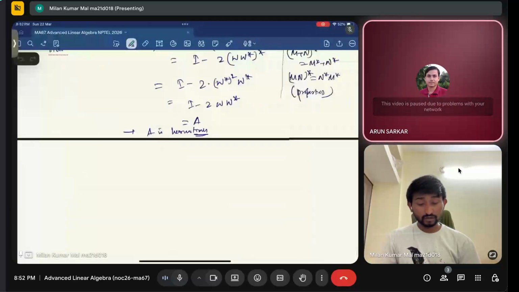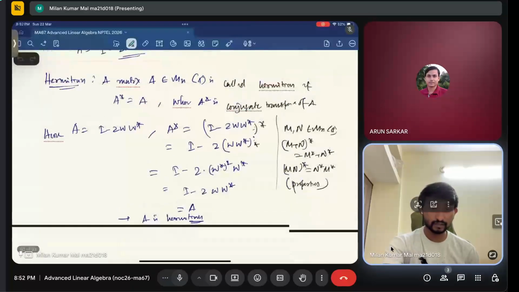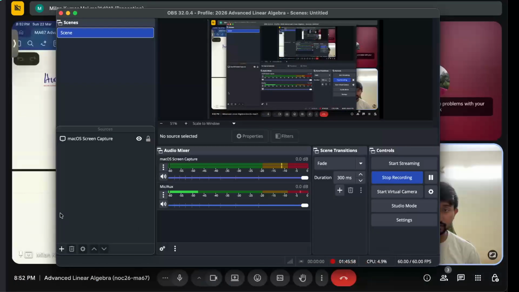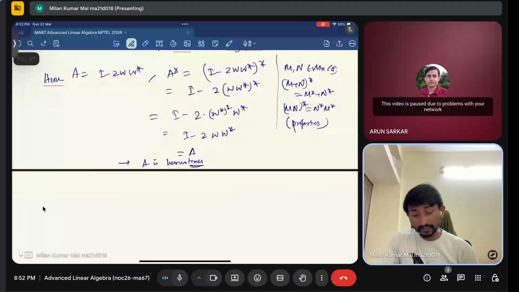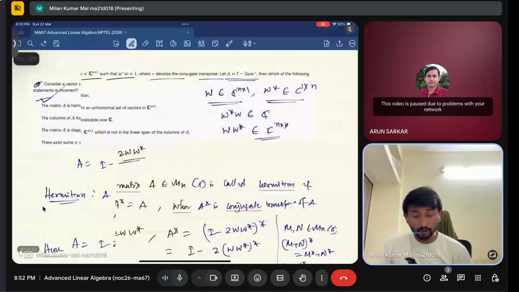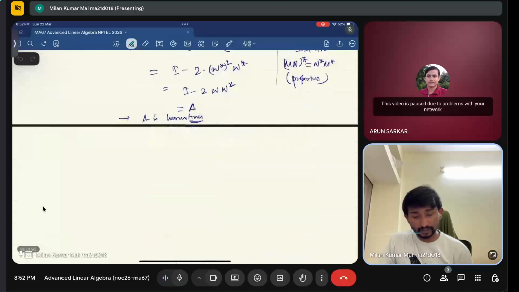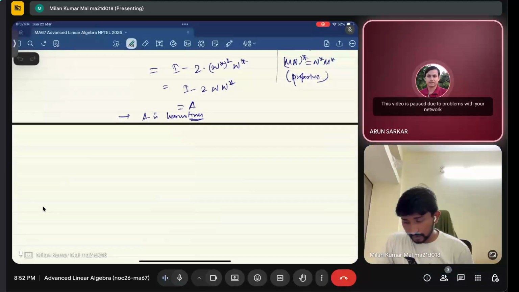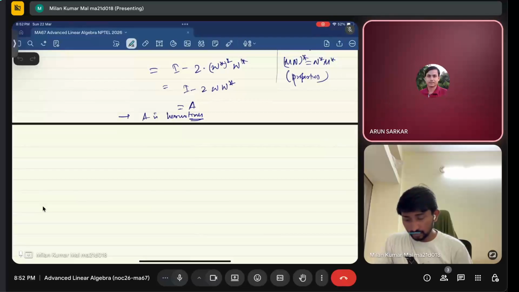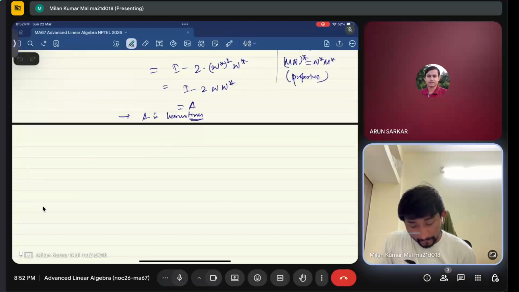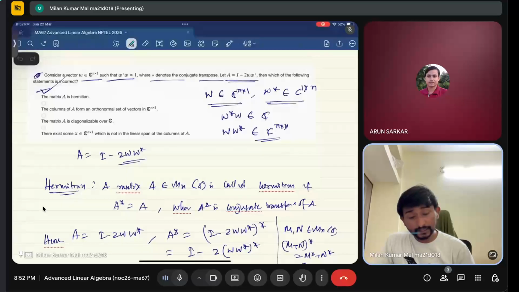So this is A is Hermitian. Okay, I'm just recording. So the first option is correct. A is Hermitian. The next option is the columns of A form an orthonormal set of vectors in C n cross 1. So here is one fact I will be using: if A is an invertible matrix, then the columns of A will be independent. Here it is written W star W is equal to 1, that we know.